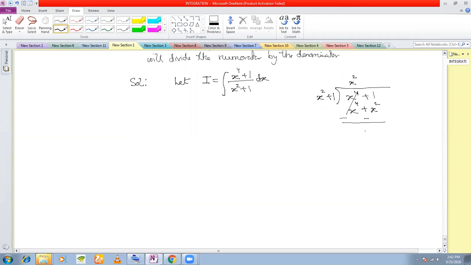So what do you get? Minus x square plus 1. Now you have a minus x square, so you must multiply the divisor by minus 1. You get minus x square minus 1. So this cancels this. What you get is 2. This is your remainder. This is your quotient.